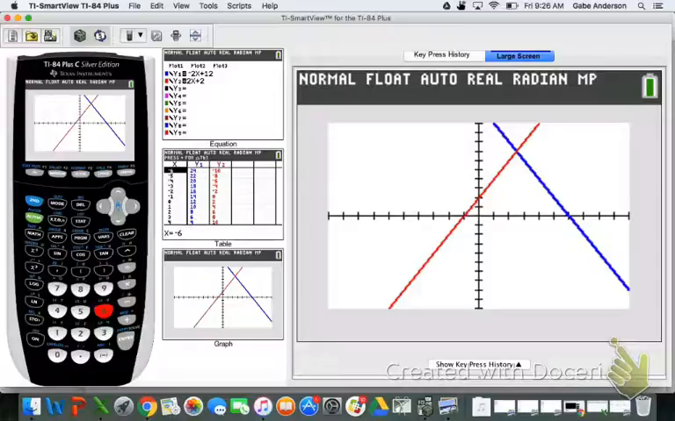Okay, good deal. So do you all see the intersection point right there? You can see it. You could estimate it. It's right in there somewhere. It's in the first quadrant. Here's how we actually find it. Your calculator will do all of the work for you from here on out.